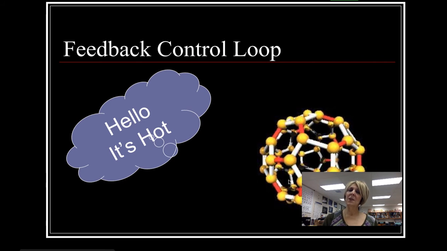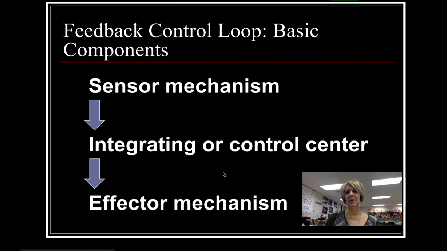So one of the things that we use to control homeostasis is something called a feedback loop. What happens is we have signals from our body that go to a control center, usually our brain, and then our brain makes decisions about how to respond to that stimulus by keeping us in homeostasis. So we have three basic parts of a feedback control loop.